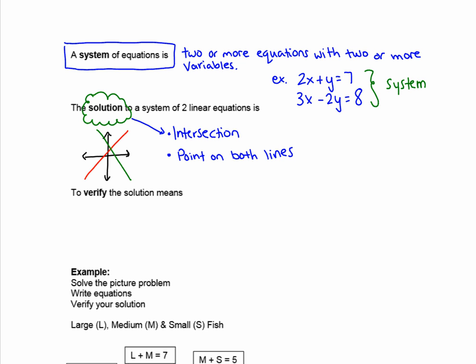Okay, so to verify the solution means to check the answers and show they satisfy the equations. We like to say they satisfy the equations.